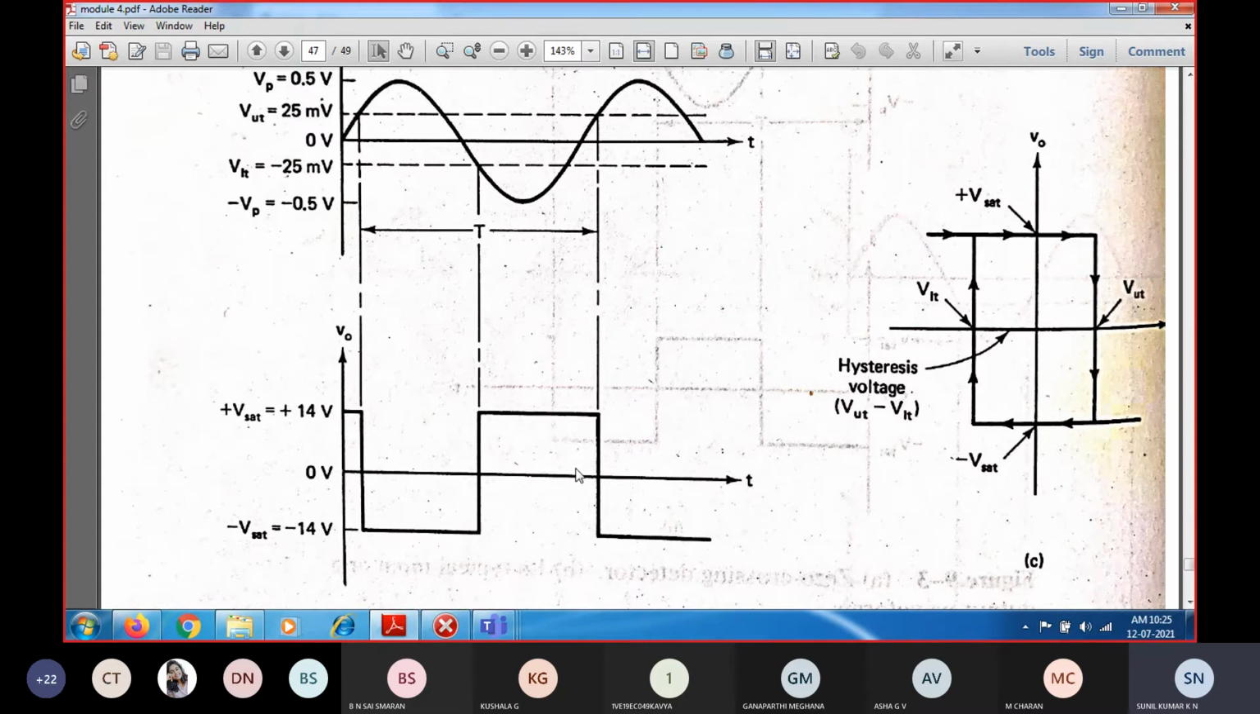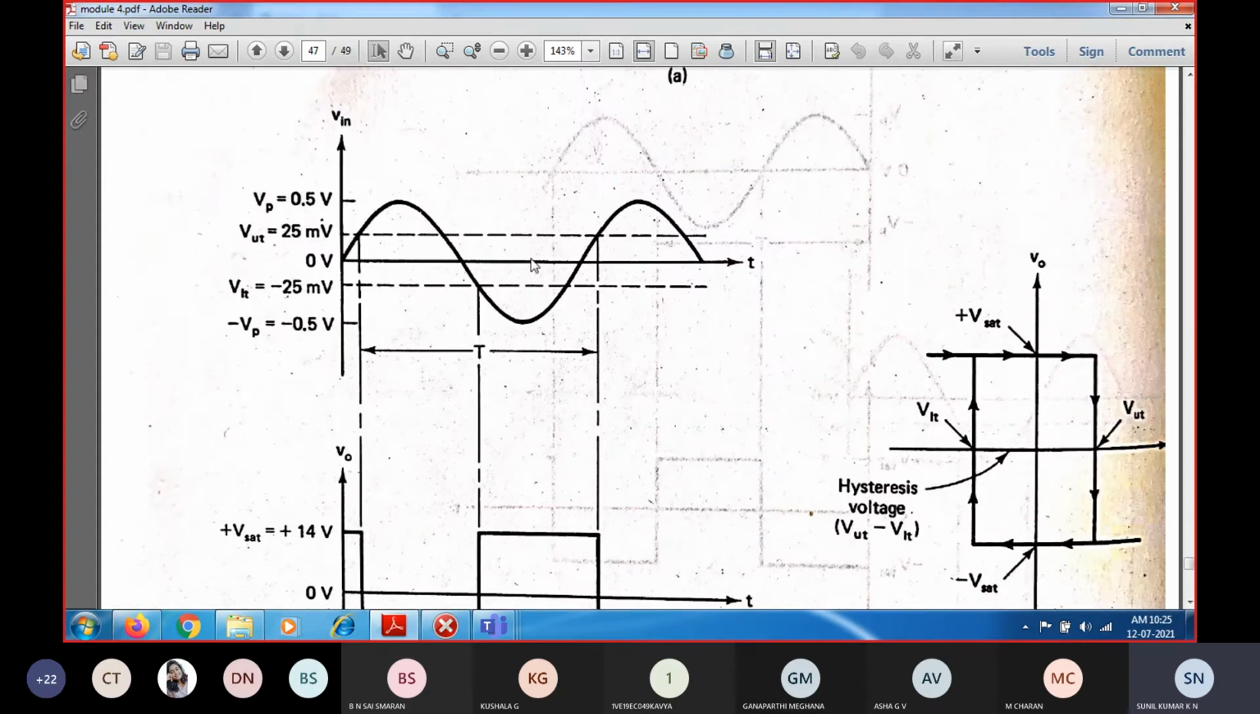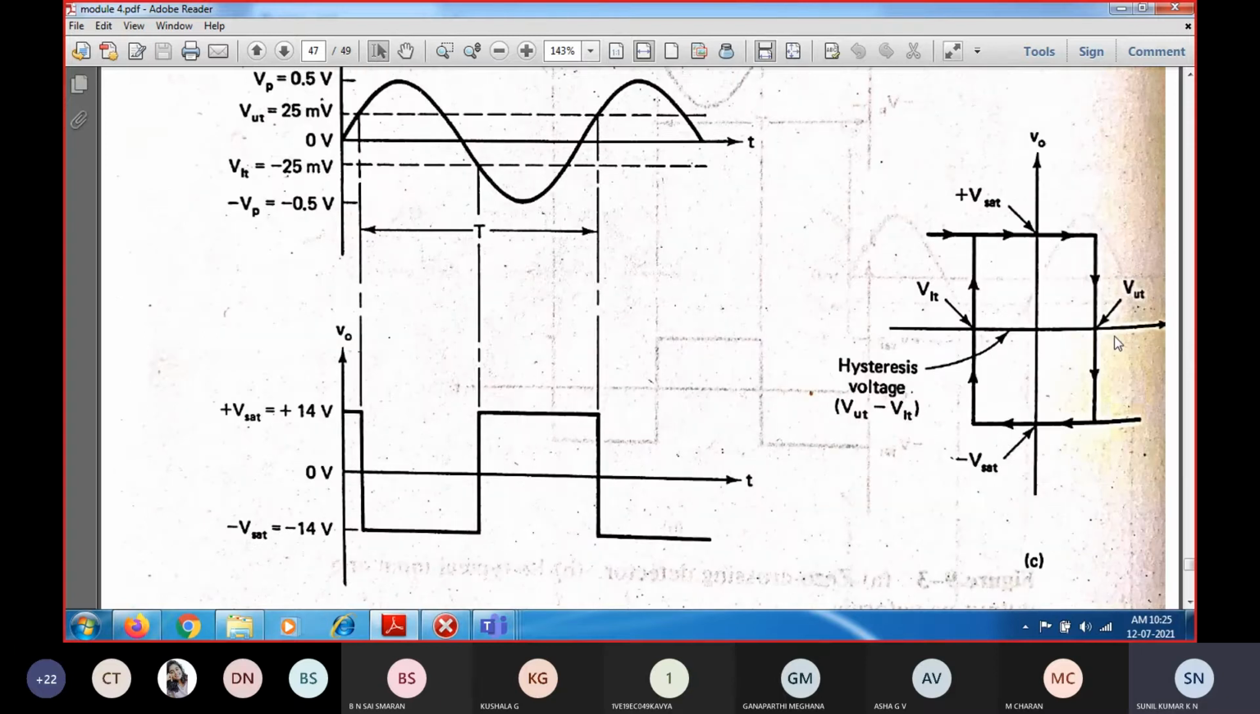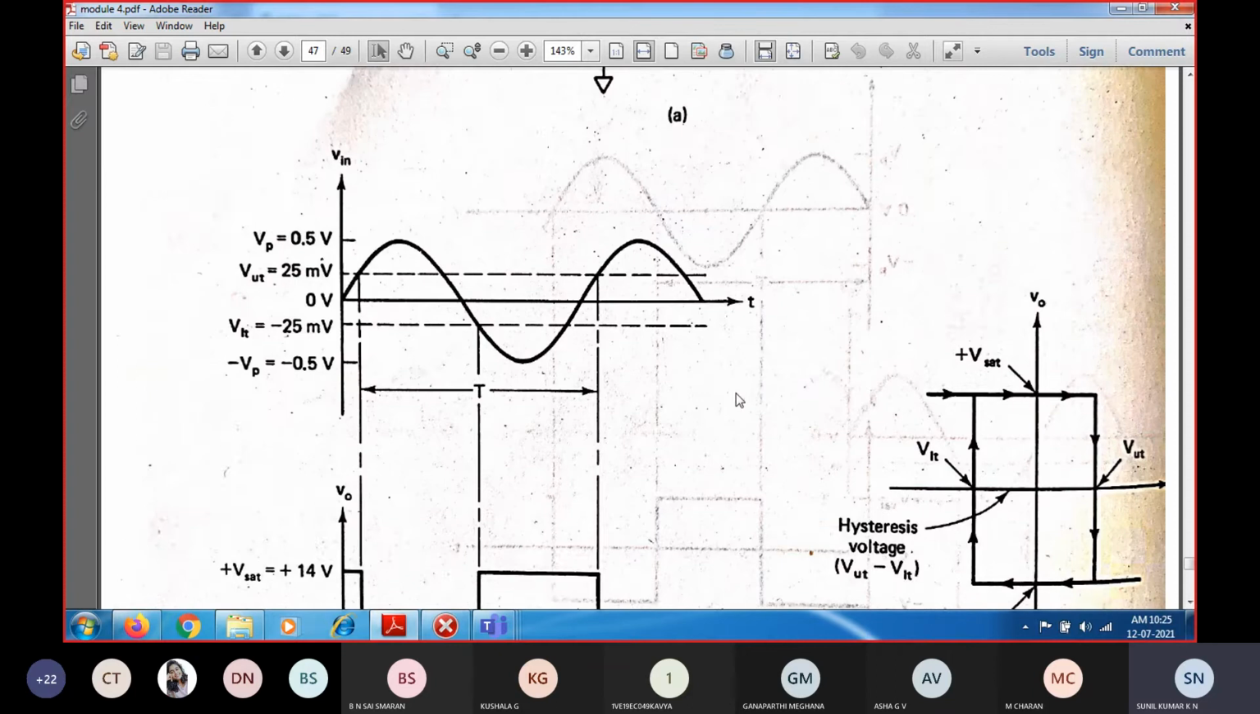Coming to the characteristics, if you consider, this is nothing but the hysteresis curve, in which the x-axis is the input voltage and the y-axis is the output voltage. On this x-axis, you can see here is a positive input voltage and this is a negative input voltage.